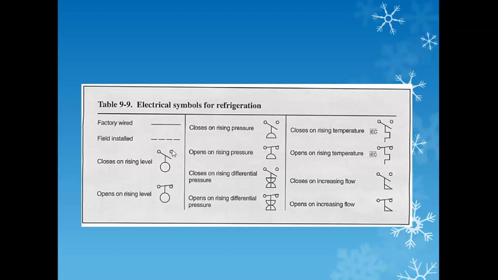Factory wired, field installed. Why is there a difference between the two? Why is there a difference between factory wired and field installed? The way it came versus the way you had to install it, right? There is always a difference, isn't there?